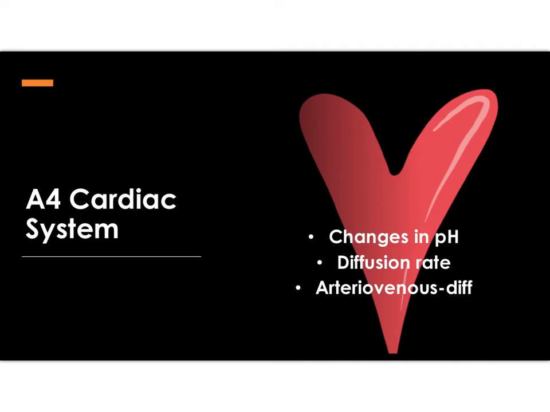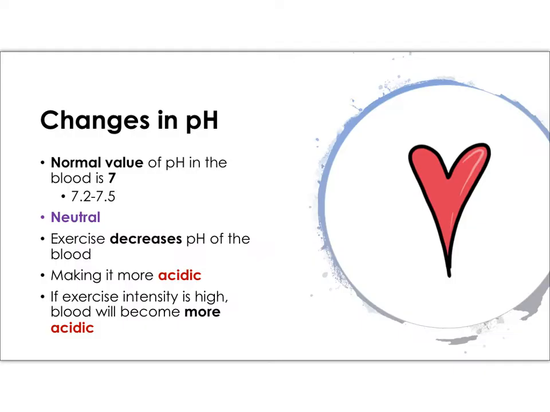Hi, this is the last video of section A for the cardiac system, and we're looking at changes in pH, diffusion rate and the arteriovenous difference. So let's look at changes in pH first of all.